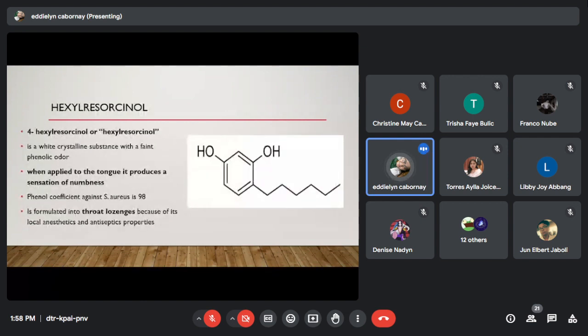So we have hexyl resorcinol. So it is applied to the tongue that produces a sensation of numbness. So the phenol coefficient against Staphylococcus aureus is 98. So it is formulated into throat lozenges because of its local anesthetic and antiseptic properties. So if you observe the packaging of lozenges, there will be hexyl resorcinol as the ingredient.